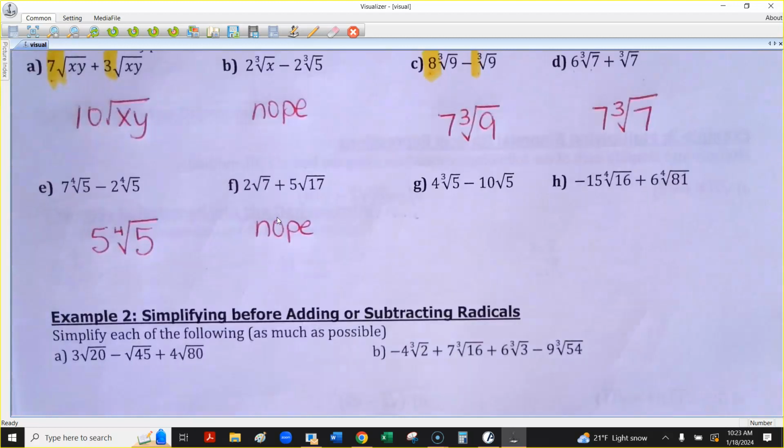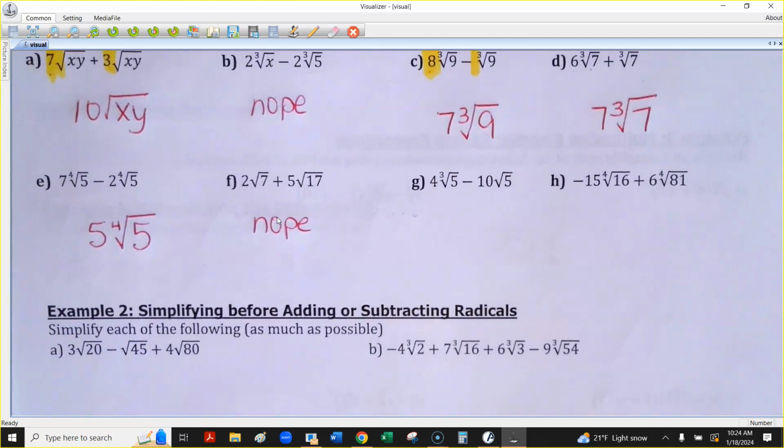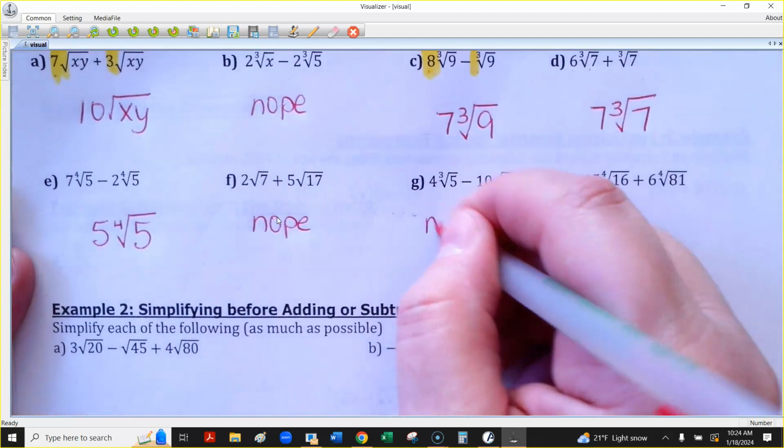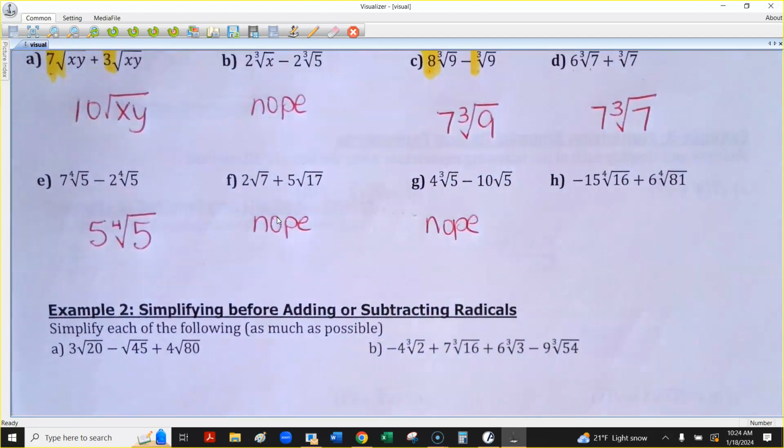All right. Now, what if I have 4 cube roots of 5 minus 10 square roots of 5? Would I simplify that? You can't. Okay, this guy's a cube root, this guy's a square root. So that's as far as it can go. You can't take it any farther than that.